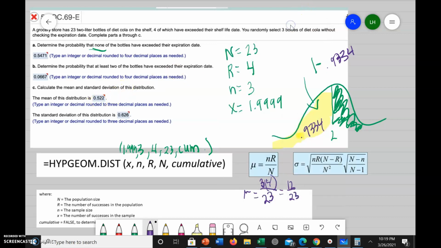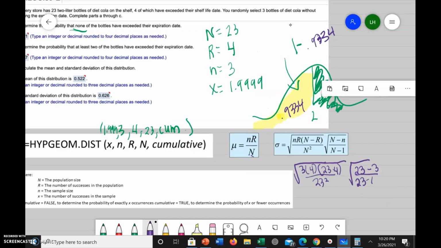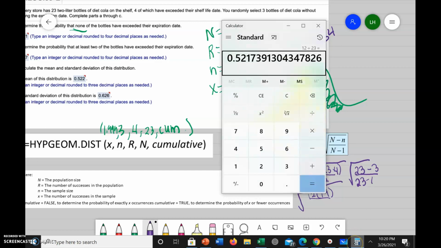Now let's look at the standard deviation. It's a little bit more complicated, a little bit more calculating here. So you have the square root of n times r, 3 times 4, times N minus r, 23 minus 4, over N squared, and then you're going to do the square root of capital N minus lowercase n over capital N minus 1. So 23 minus 4. Okay, so 3 times 4 is 12. 23 minus 4 is 19. So we're going to do 12 times 19 over 23 squared. And I'll go ahead and do 23 squared. So 529.